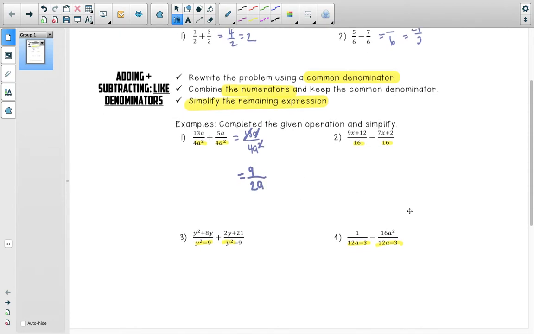Now, I told you with subtraction, you have to be careful. Anytime you subtract, you need to put parentheses around it. And that's because you're subtracting the entire thing. You're not just subtracting 7x. You're subtracting the 7x from 9 and the 2 from 12. So you need these parentheses.